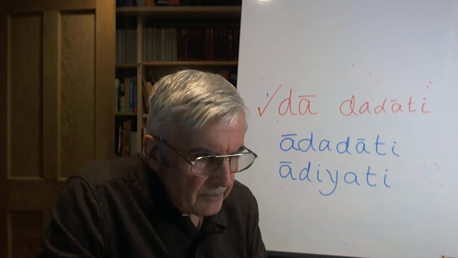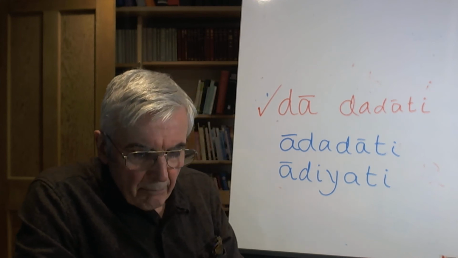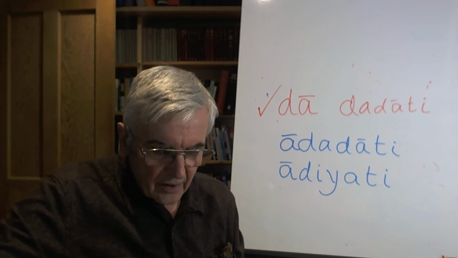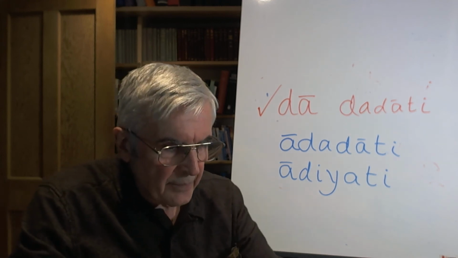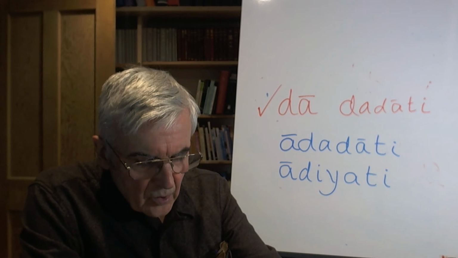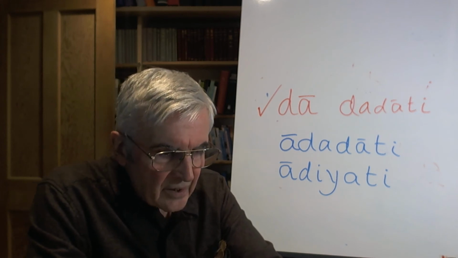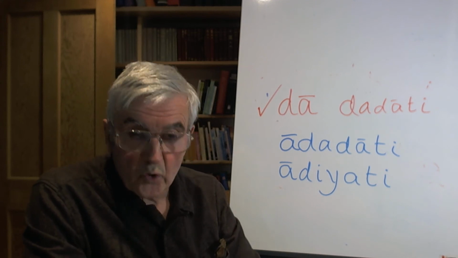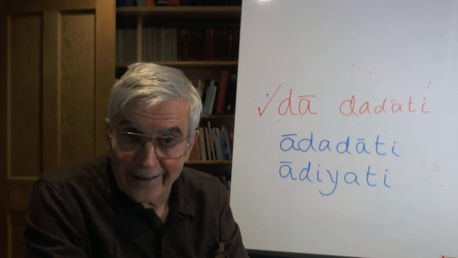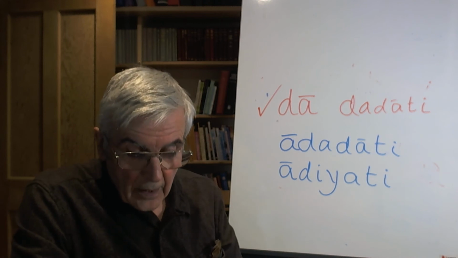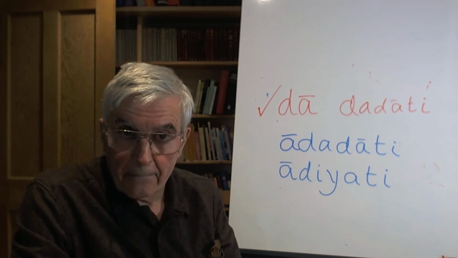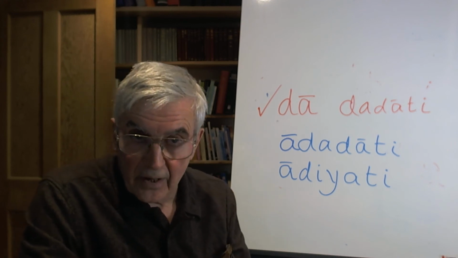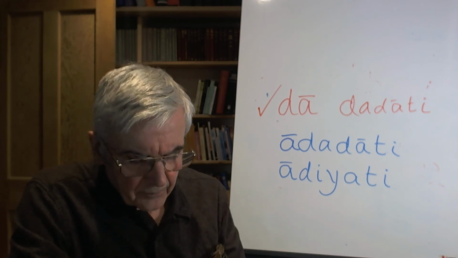Number 23. Manussa suriyassa alokena lokam passanti. So manussa, people, lokam passanti, see the world, suriyassa alokena, alokena, instrumental, by the light, suriyassa alokena, by the light of the sun.